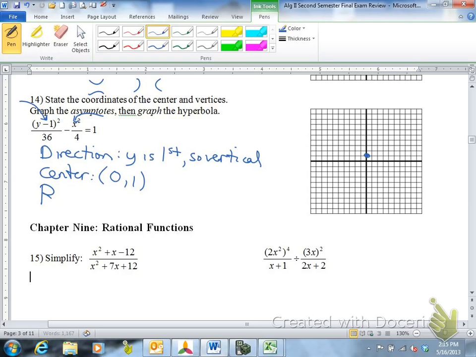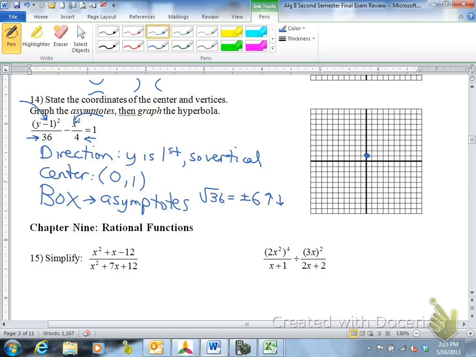Then we do the box. We do the box so we can draw asymptotes, diagonal dashed lines. So with the box, we look at the numbers in the bottom, and we take square roots of those. So the square root of 36 will give you plus or minus 6. And since it's under the y, that's up and down, 6.